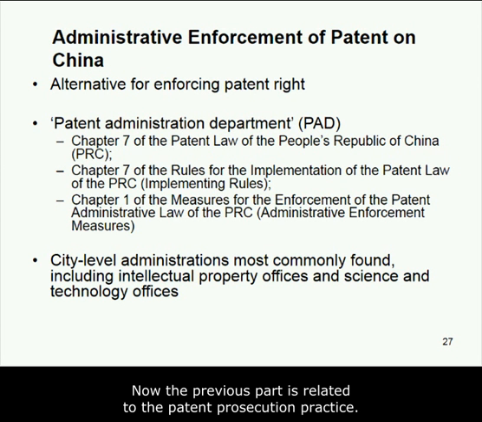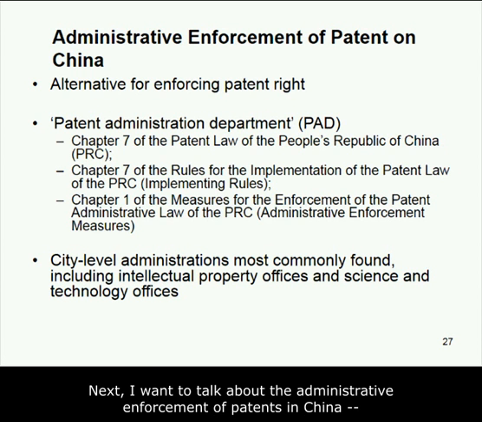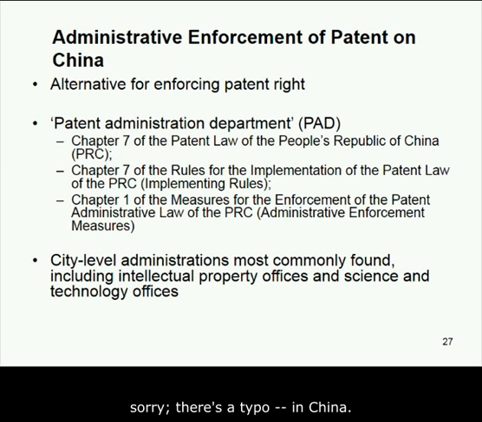The previous part is related to the patent prosecution practice. Next, I want to talk about the administrative enforcement of patent in China. Sorry, there's a typo. In China.